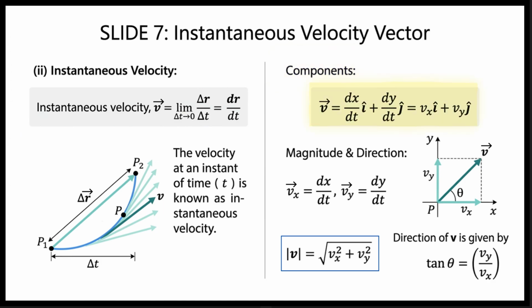In component form, v equals dx over dt times i hat plus dy over dt times j hat. The magnitude of the velocity is the square root of the x component of velocity squared plus the y component of velocity squared. And the direction satisfies the tangent of theta equals the y component of velocity over the x component of velocity, as the vector diagram shows.